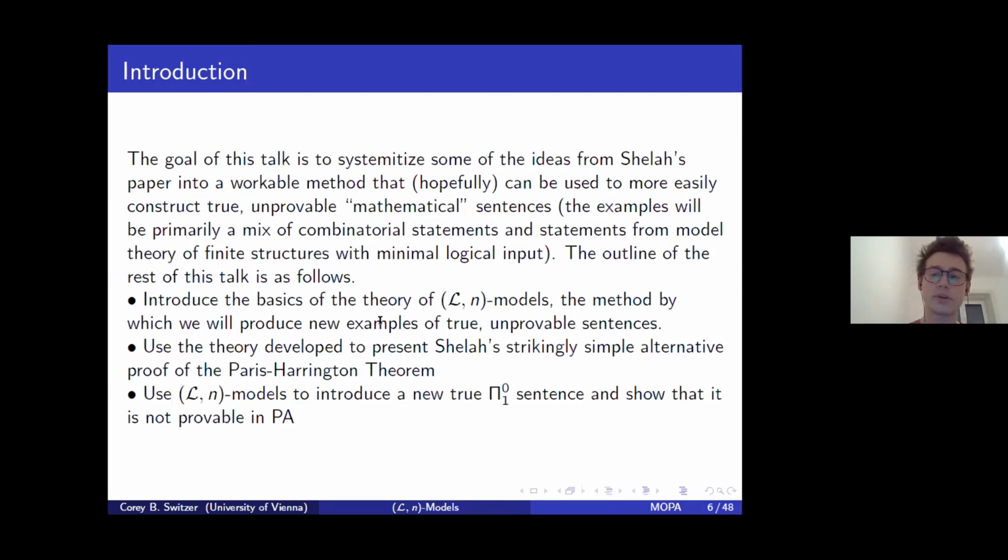And then the one theorem that is much more original is a new example of my own of a Π^0_1 sentence which is true and not provable in PA, and at least arguably has some mathematical content. I mean, it's not self-referential or Con(PA) or anything like this. Okay.